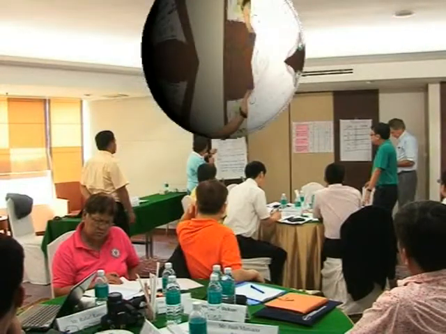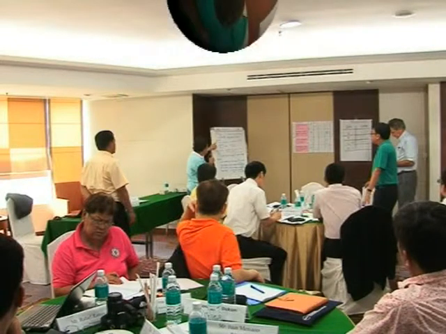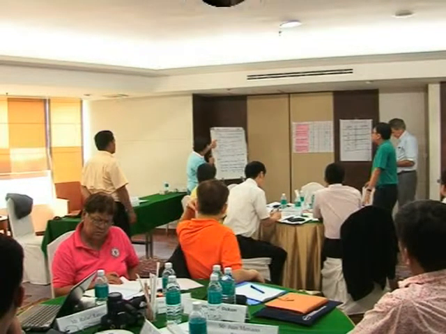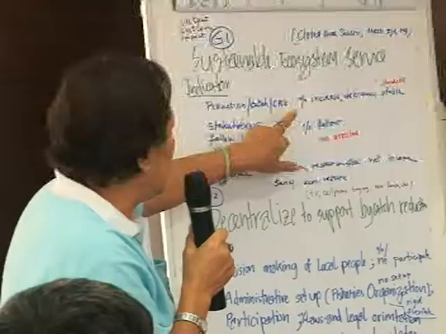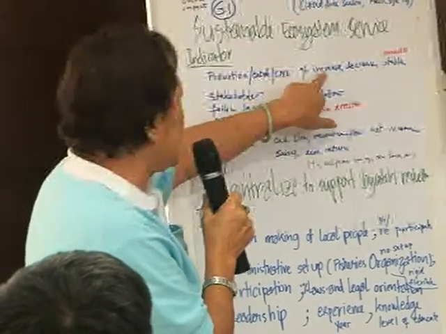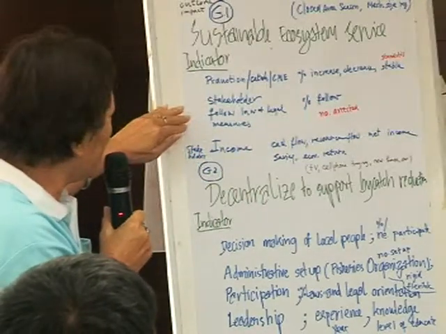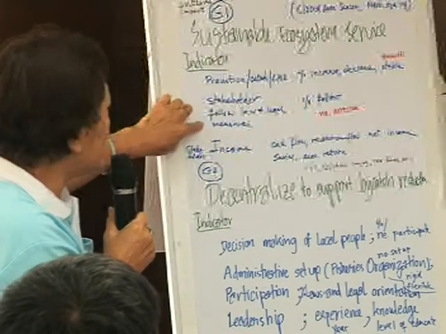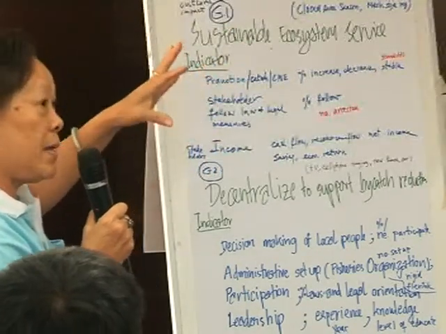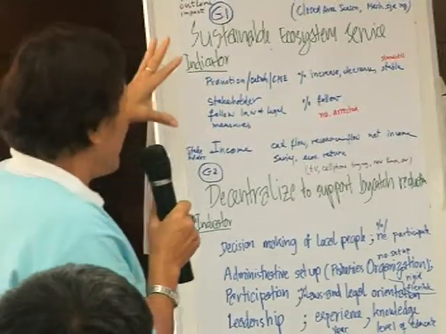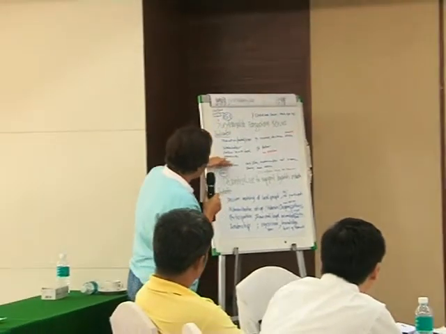Goal one is about the sustainable ecosystem service, and the second one is decentralized to support by gas reduction. The first indicator, the first goal, we represent in percentage increase, decrease, or standstill. And the stakeholder follow law and legal measure. After we have the post area and post season and notification that input, like Ajahn said, we have input already for the post area and post season.